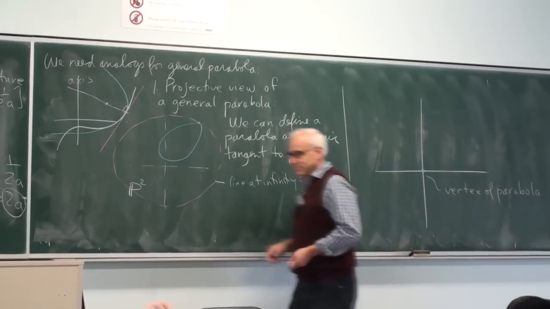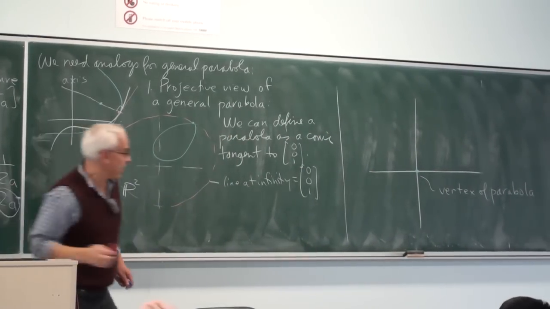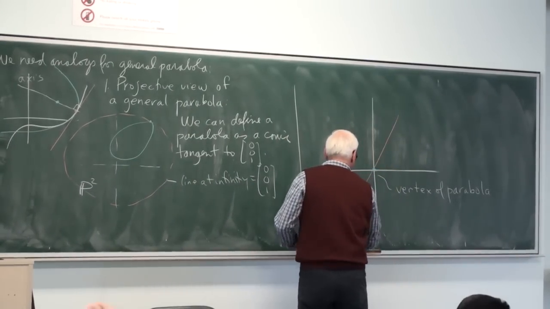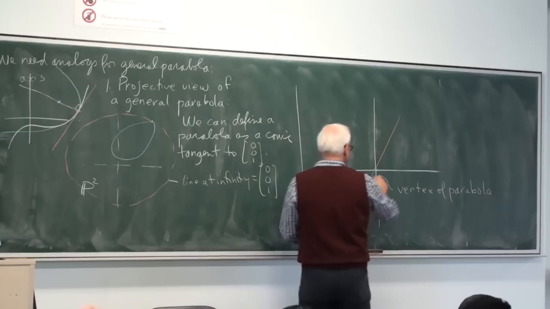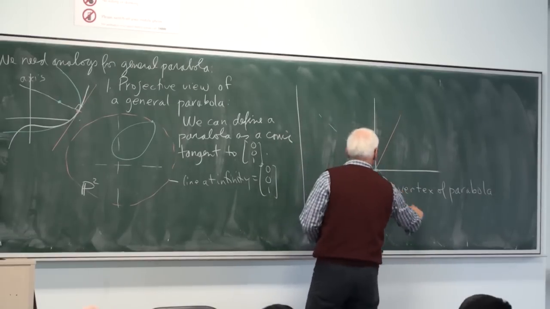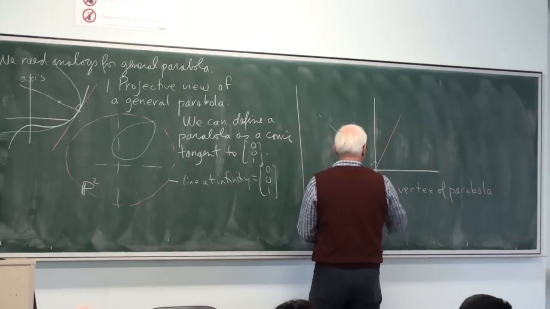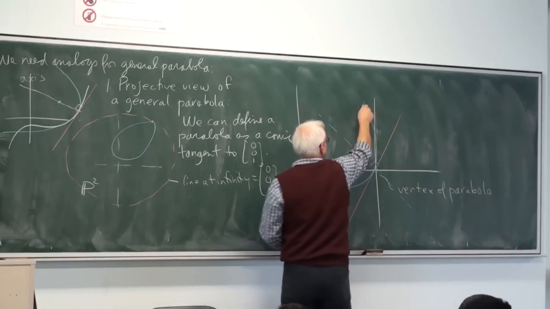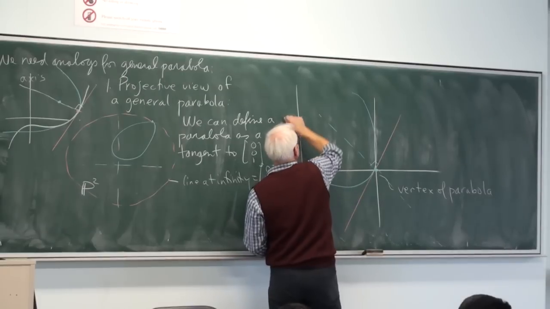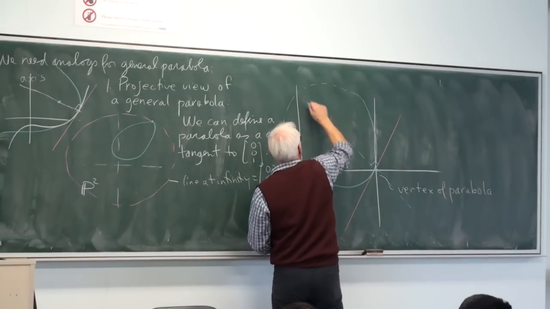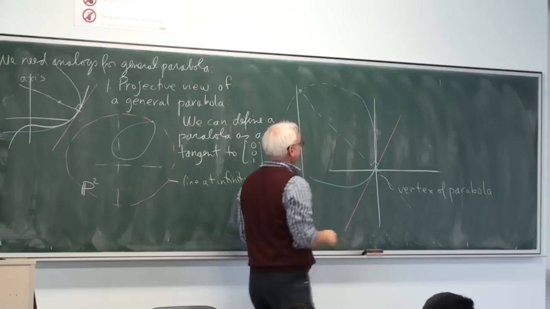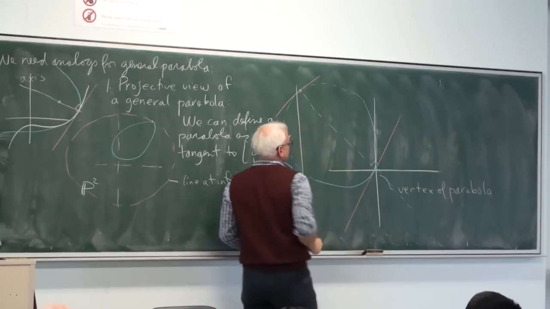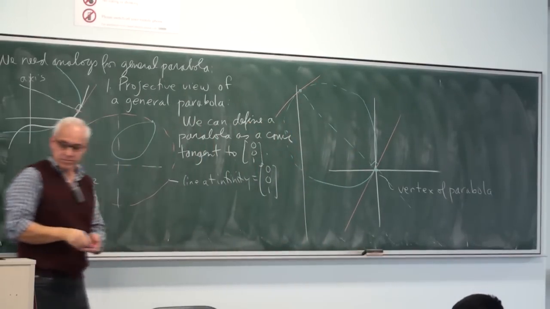And what its orientation is, we don't care. That can be any line. And then its axis will be in this direction here. And so we'll get a parabola that looks like this. And of course, eventually, projectively, it meets the line at infinity at this point up here.